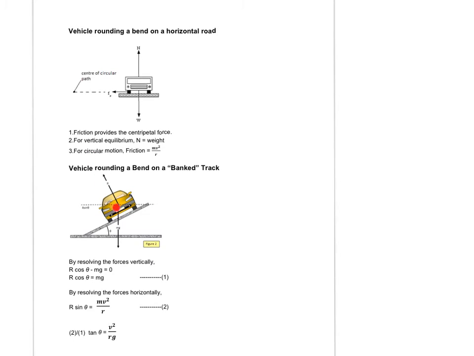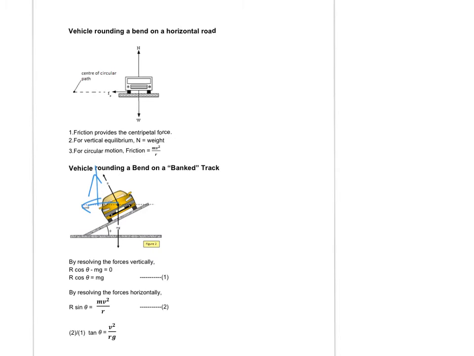And if it's no longer vertical, we can resolve the normal reaction force into two components, your horizontal and your vertical components. So the horizontal component of your normal reaction force can now help to provide the centripetal force. So rather than just relying on the frictional force, you can have the horizontal component of your normal reaction force provide more centripetal force, so you are able to travel faster on a bank track without slipping off.